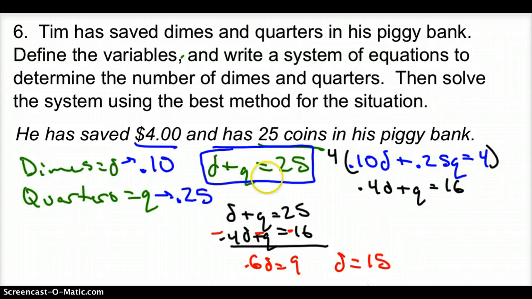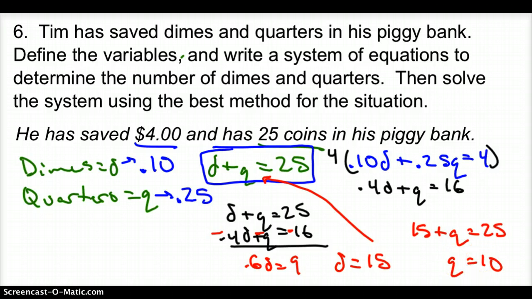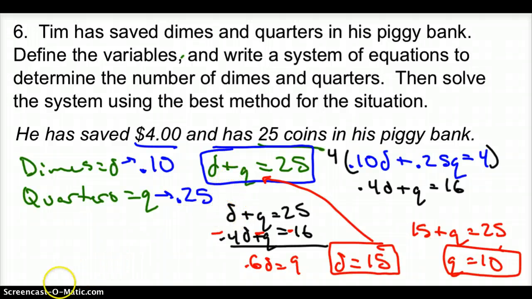Well, if I have 15 dimes, how many quarters do I have to have? Put it back in. So we have 15 plus Q equals 25. Q equals 10. So I have 10 quarters and I have 15 dimes. That together adds up to $4. And how many coins do I have? 25. And that does it for Chapter 6, Part 2.